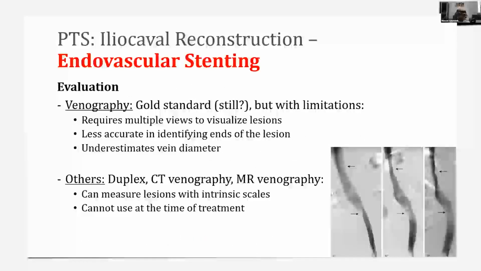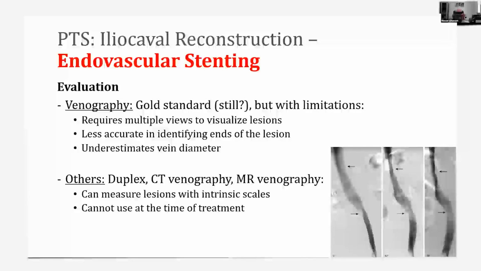The evaluation of the lesions is done by multiple modalities. The gold standard, or at least it used to be, is direct venography, which is an invasive procedure that requires multiple views to try to visualize the lesion.